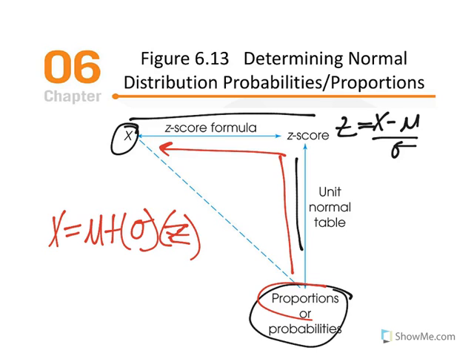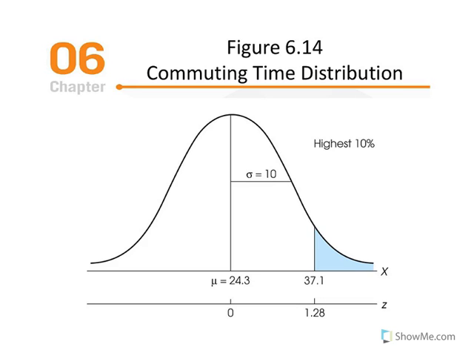So a couple slides ago, I defined what a percentile rank refers to. It's the percentage of scores below a certain x value. So always reading to the left, that percentage to the left of that specific x value. So figure 6.14 relates to example 6.8.